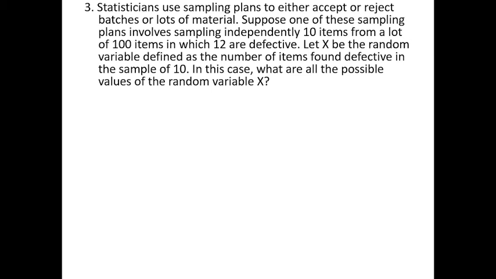Statisticians use sampling plans to either accept or reject batches or lots of material. Suppose one of these sampling plans involves sampling independently 10 items from a lot of 100 items in which 12 are defective. Let X be the random variable defined as the number of items found defective in the sample of 10. In this case, what are all the possible values of the random variable X? Okay, let's answer.